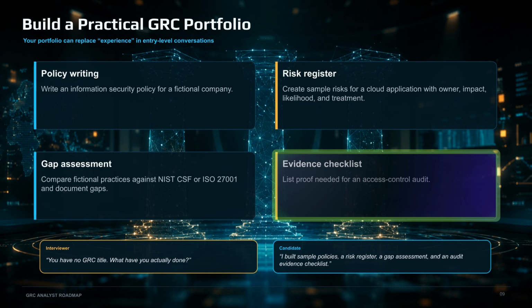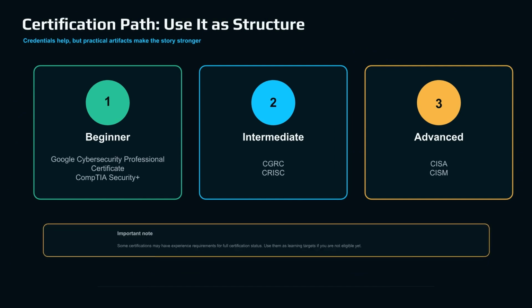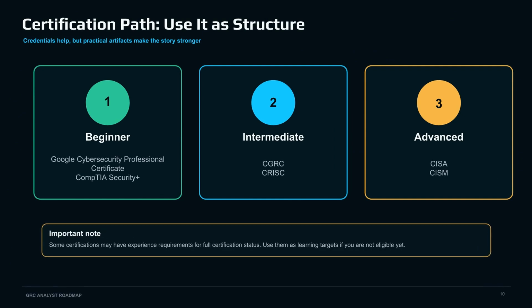Along with your portfolio, certifications can provide additional structure and credibility. So, which certifications can support your GRC career path? At the beginner level, you may consider the Google Cybersecurity Professional Certificate, or CompTIA Security Plus, to develop a broader cybersecurity foundation. As you gain more understanding of risk management and compliance, certifications such as CGRC or CRISC may become relevant. More advanced certifications include CISA and CISM.